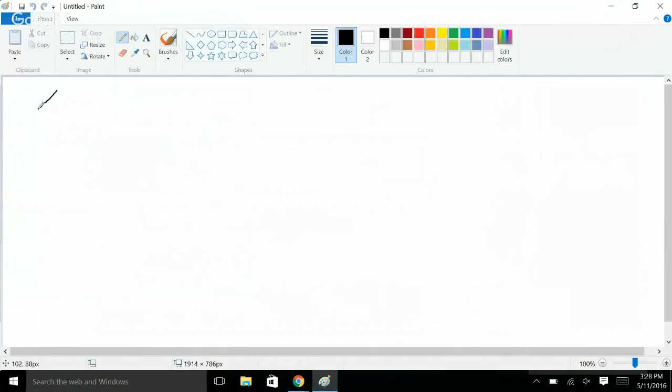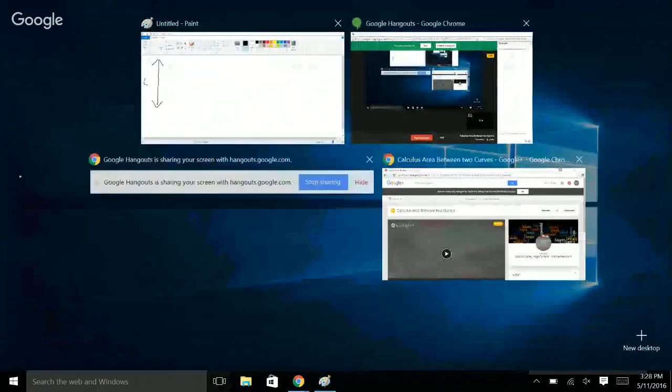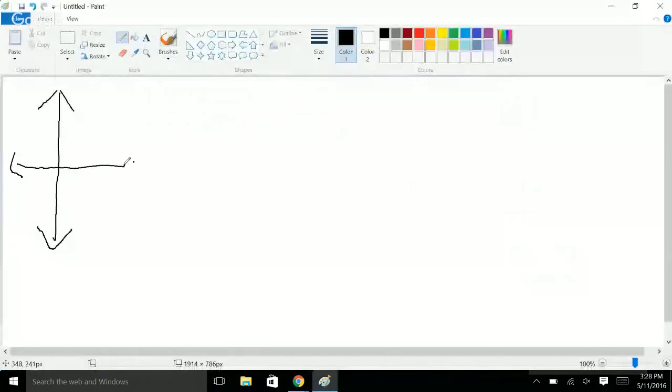Now you can graph. It looks something like this, with this being 3 and this being negative 2. As you see, your endpoints are at negative 2, 4, and 3, 9. Now that we know our limits, we can plug everything into the formula.